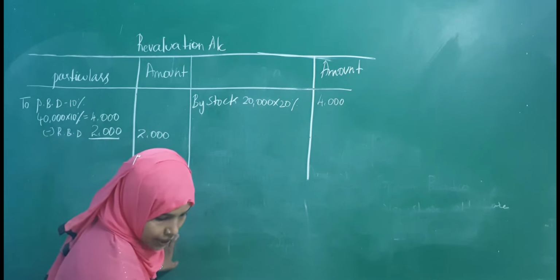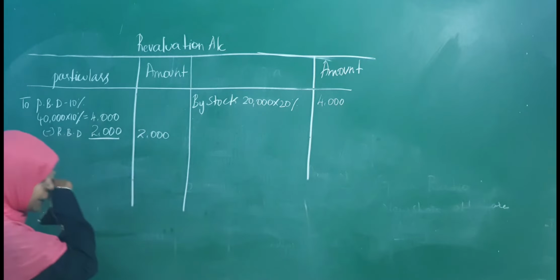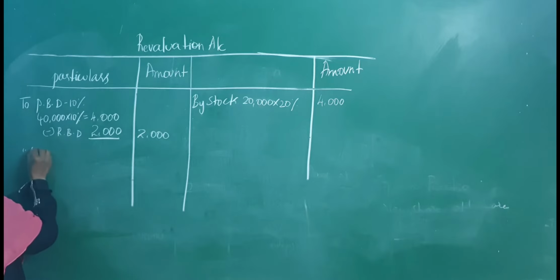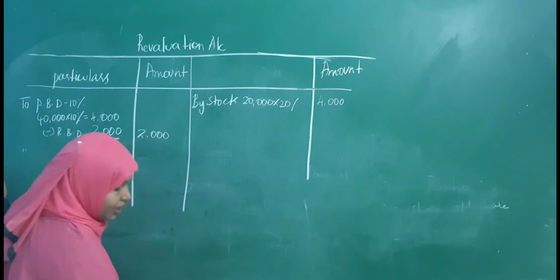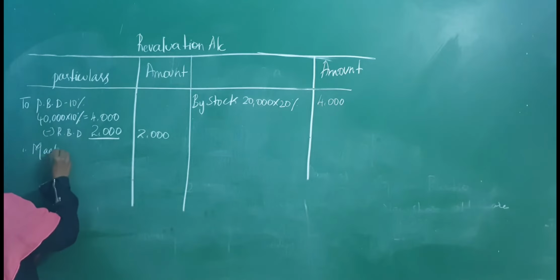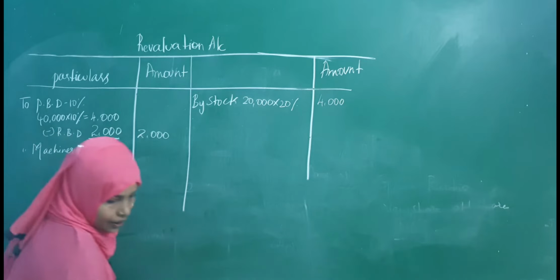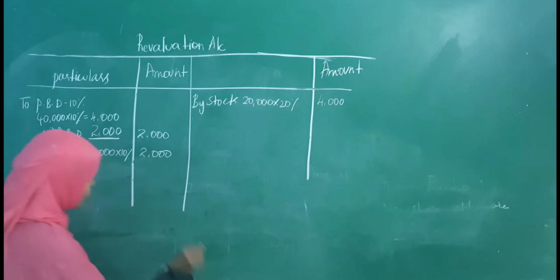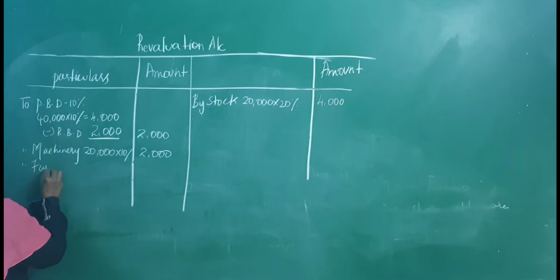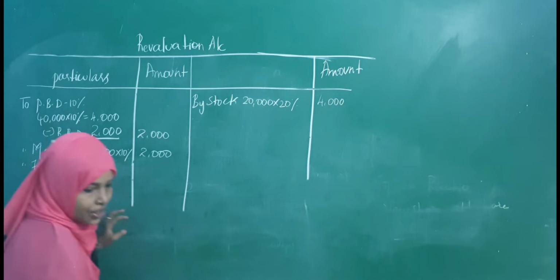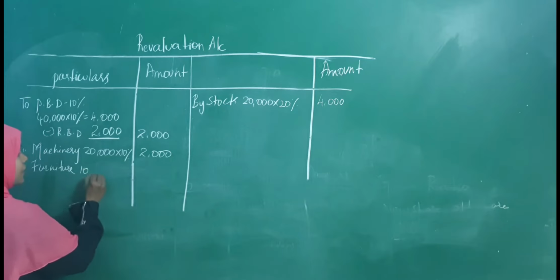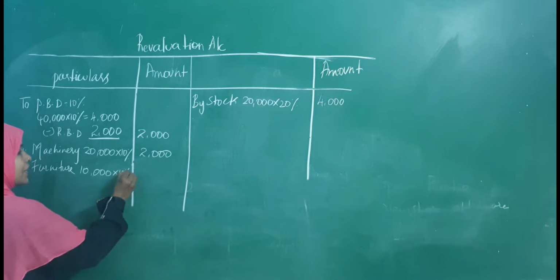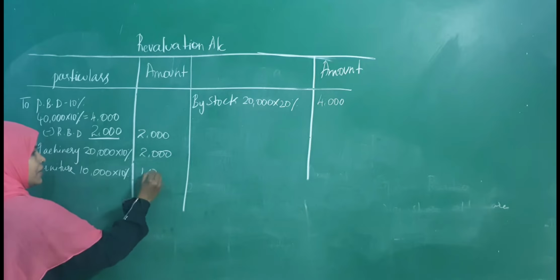Next, depreciate machinery and furniture by 10% each. Depreciation, you have to take it in debit side. They have given first machinery. To machinery. The value of the machinery is 20,000. Into 10%, it comes to 2,000. Then we have furniture. The value of the furniture is 10,000. 10,000 into 10% gives you 1,000.